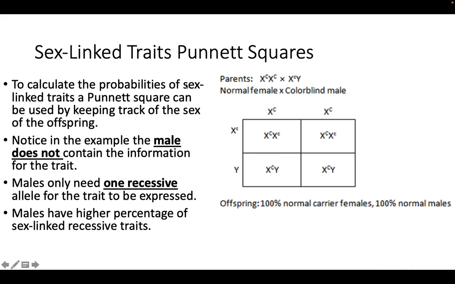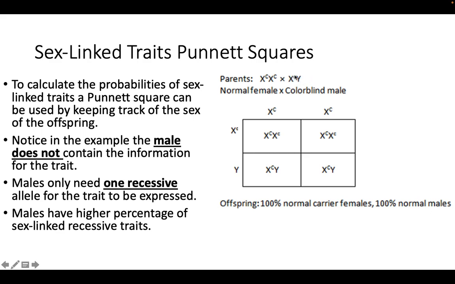Okay, so Punnett squares. When you're doing sex-linked Punnett squares, the X and Y chromosome need to be included to show which chromosome they're on. So we're going to have to keep track of the sex of the offspring and the trait that is linked with it. Notice in this one, the male does not contain the trait. The Y chromosome is specific to males. Female is XX, male is XY.